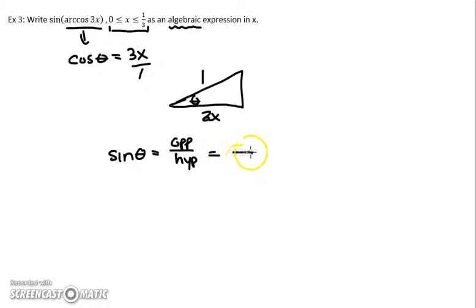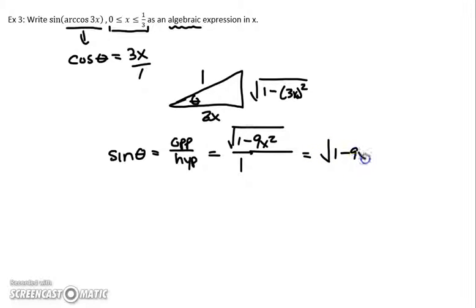So we know this is going to be something over 1. We just need to figure out what that something is. And we're going to do it just like we did a second ago. We can solve this right triangle, so we can say the square root of 1 minus 3x squared. So that's going to be the square root of 1 minus 9x squared divided by 1, which is just going to be the square root of 1 minus 9x squared. And again, we're not going to have to worry about taking the square root of a negative number because x is restricted to where that's not going to be a problem.